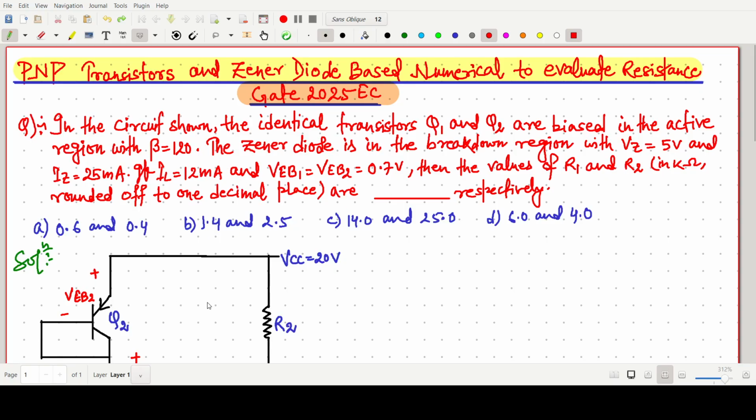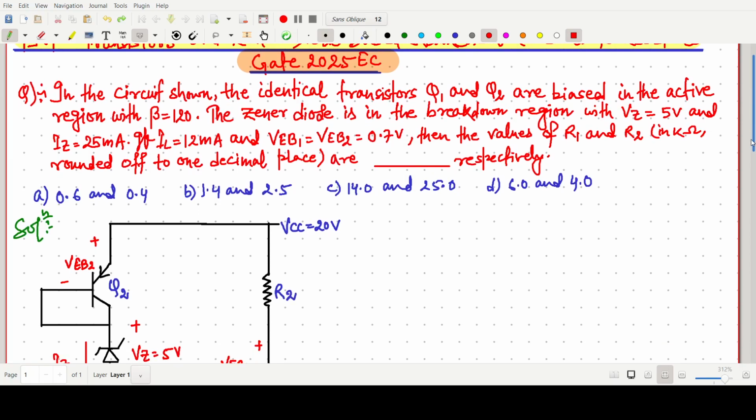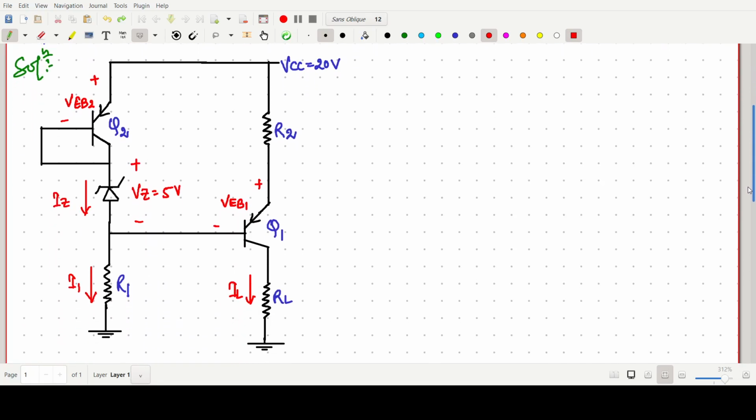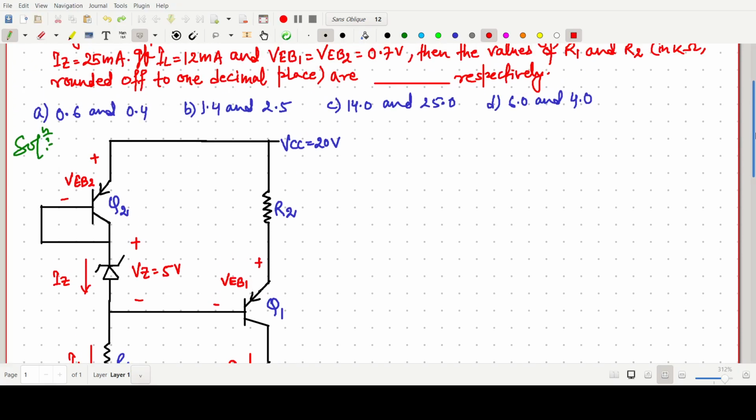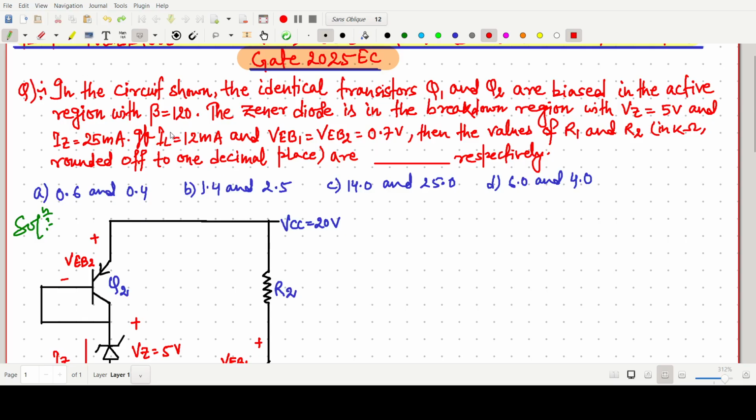So basically one circuit is there. First I will show you the circuit. This one is the circuit, which consists of two PNP transistors, Q1 and Q2, operating in the active region, and the beta value is given as 120. The Zener diode is in the breakdown region with a VZ value of 5 volt and IZ, the Zener diode current, of 25 milliampere.